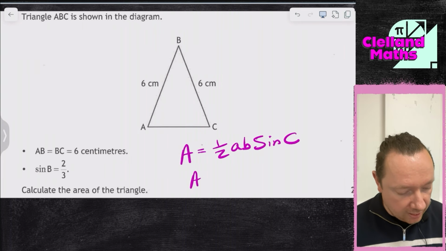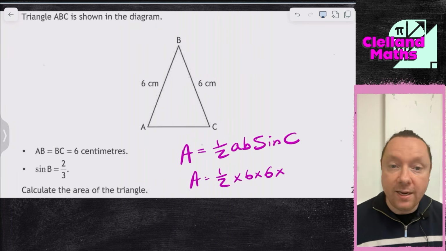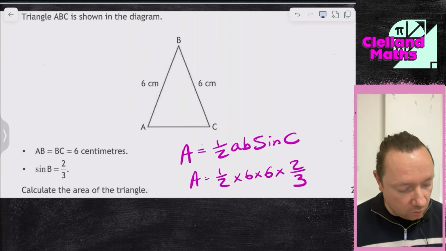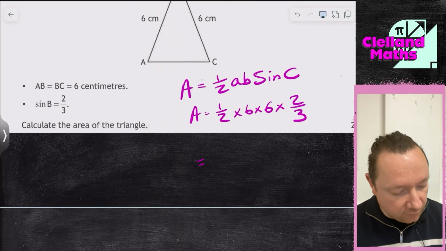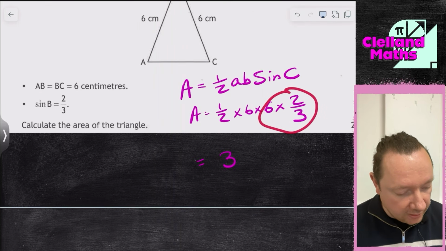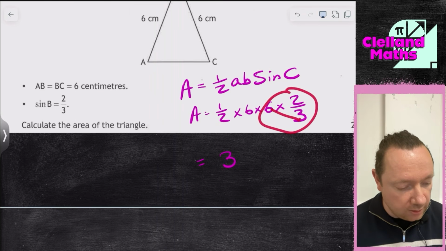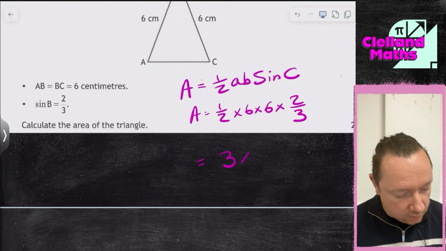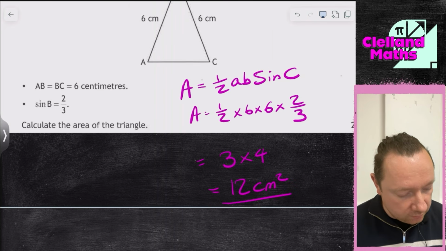So the area is a half times 6 times 6. And it tells you the sine of the angle, so I just write 2/3, because it's non-calculator. A half of 6 is 3. And then I can do 2/3 of 6. 6 divided by 3 is 2, times 2 is 4. So I get 3 times 4, which is 12 centimetres squared for the area.